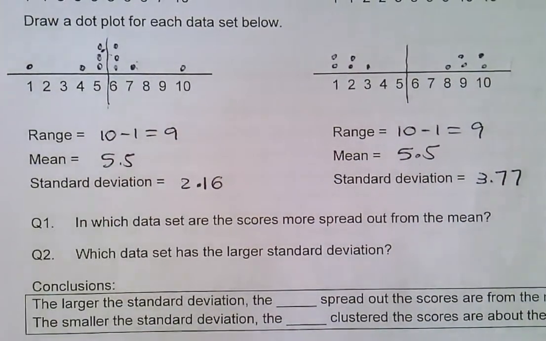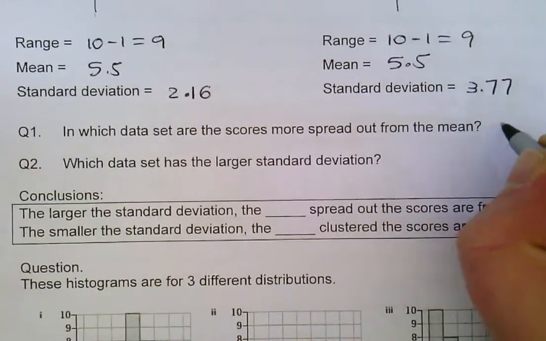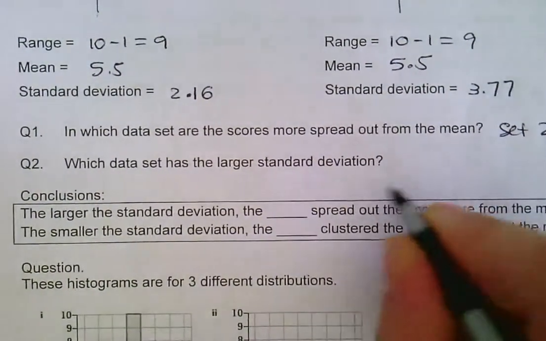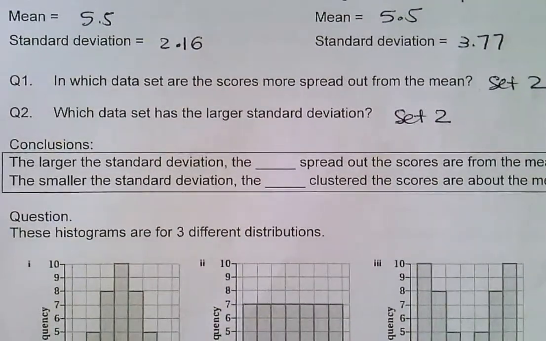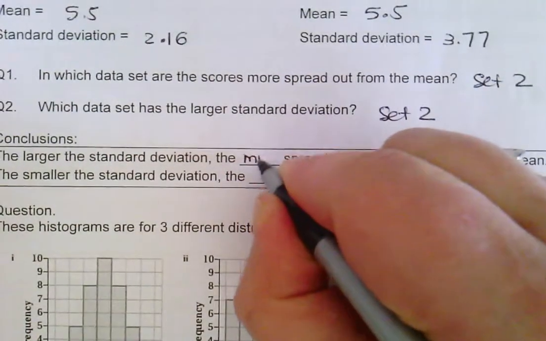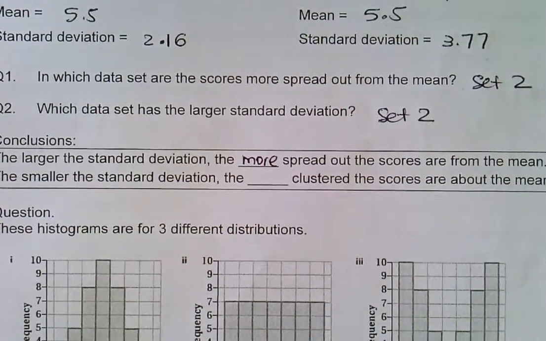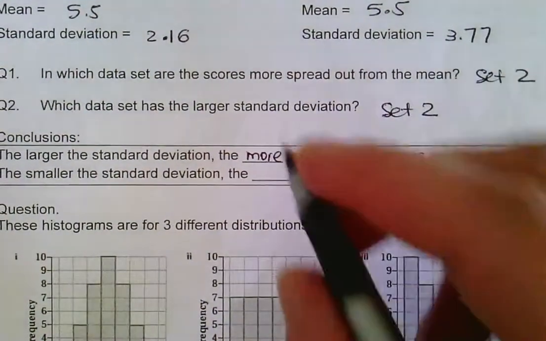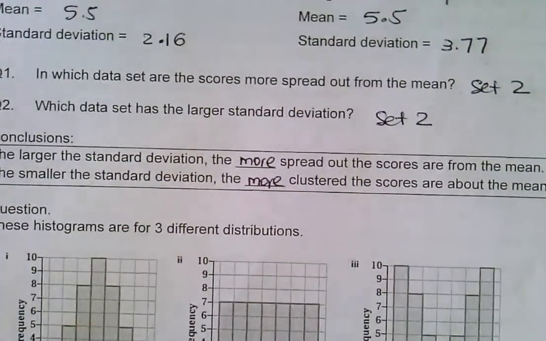First set of scores, smaller standard deviation. In which data set are the scores more spread out from the mean? It's set 2. And which data set has the largest standard deviation? Set 2. In conclusion, the larger the standard deviation, the what? The more spread out the scores are from the mean. Deviation, deviates, moves away from. That's what deviates means. All right? And the smaller the standard deviation, the more clustered the scores are about the mean.